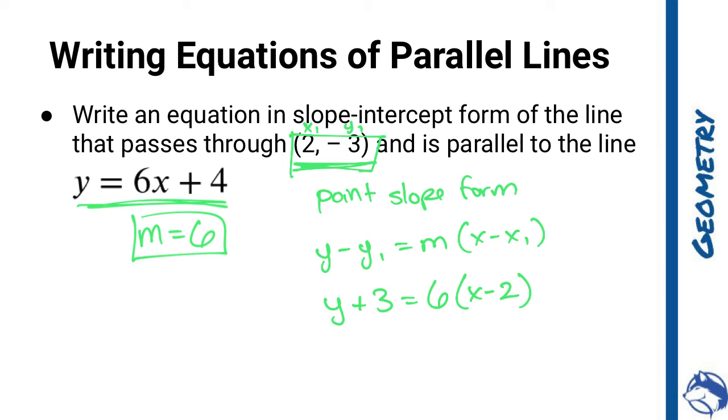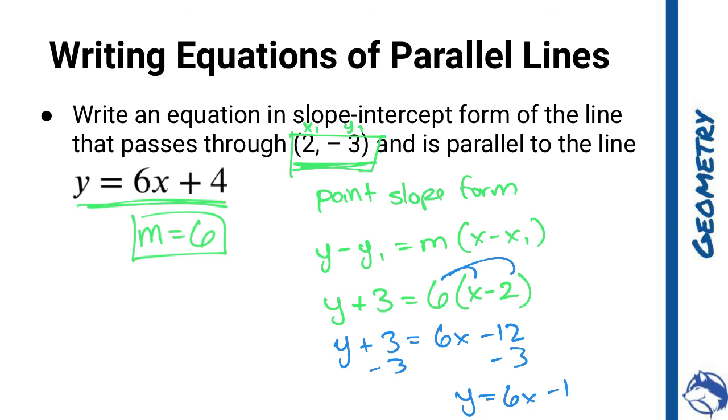So I need to create this in slope-intercept form, so I've got to just manipulate a little bit more algebraically. y plus 3 is equal to 6x minus 12. Subtract 3 from both sides, and I get y is equal to 6x minus 15.